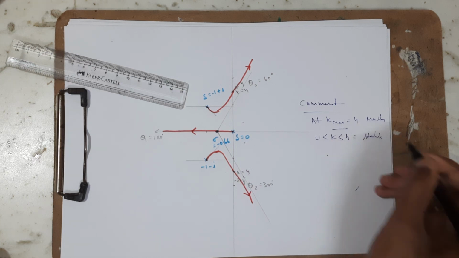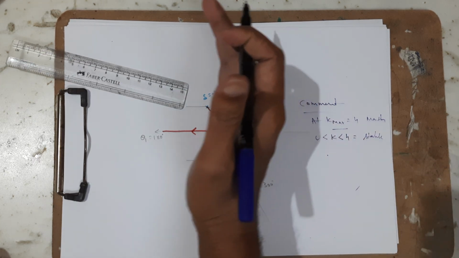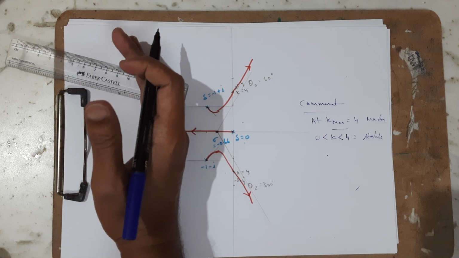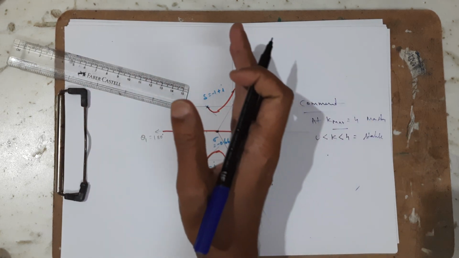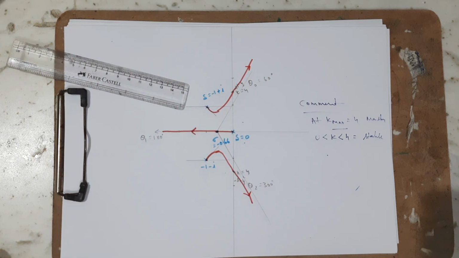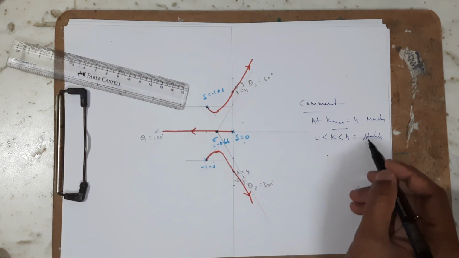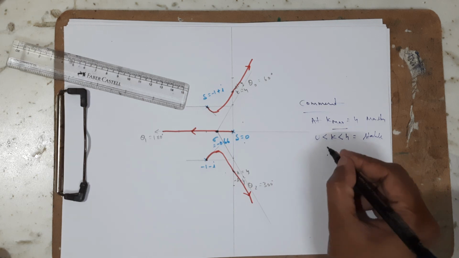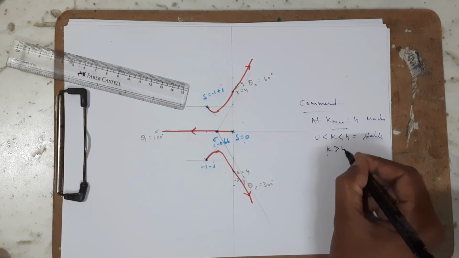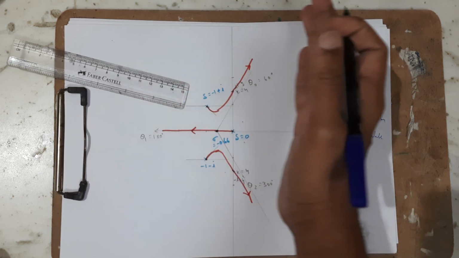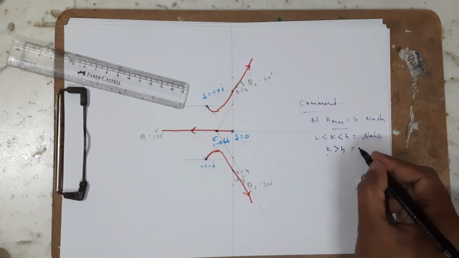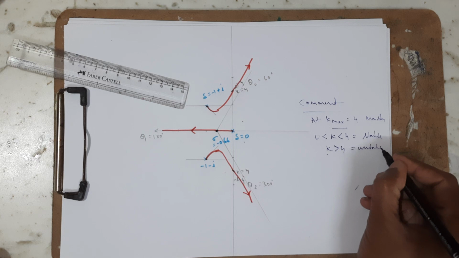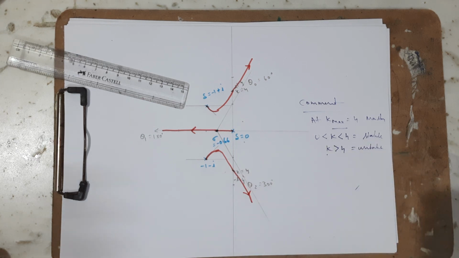Why is it the stable region? The root locus is lying on the left side of the S-plane. In between the values of K, that is 0 and 4, the root locus is on the left side of the S-plane, so this is a stable region. When K becomes more than 4, it is going to enter the right side of the S-plane, that is the unstable region. This is the comment that you have to write at the end of the problem.